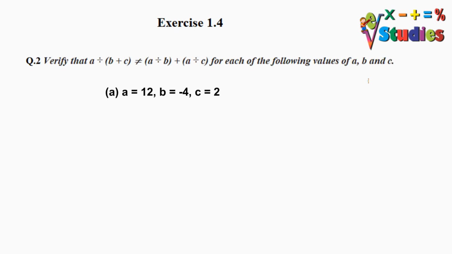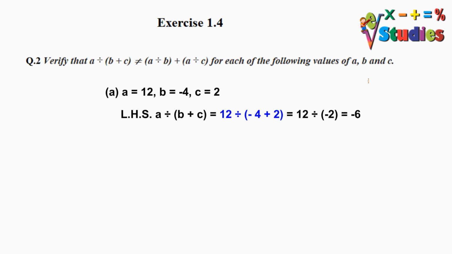Let's look at question number 2 of this exercise. It says: verify that a divided by b plus c is not equal to a divided by b plus a divided by c for each of the following values of a, b and c. Students, we have been given different values of a, b and c. Looking at the first one, a is equal to positive 12, b is equal to negative 4 and c is equal to positive 2.